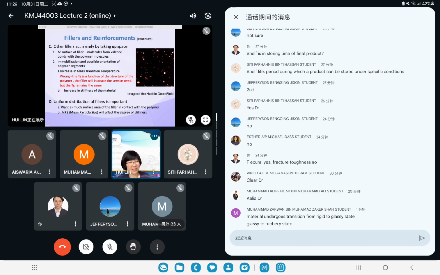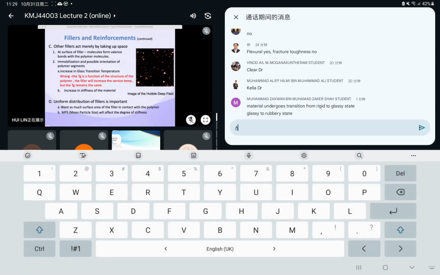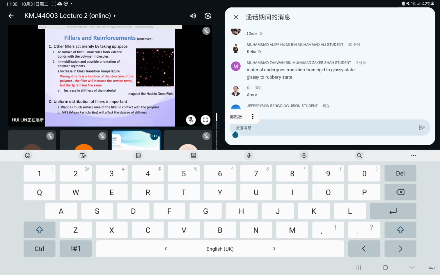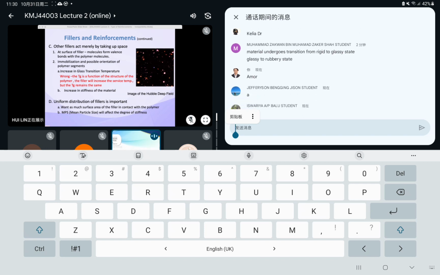A, amorphous, B, crystalline. Please vote. No Google, okay? Okay, Chai-Mei, amorphous, Jeff, amorphous, Ishwarya, amorphous. Okay, anyone have other, think of other answer? Can I have two more answers from you guys?